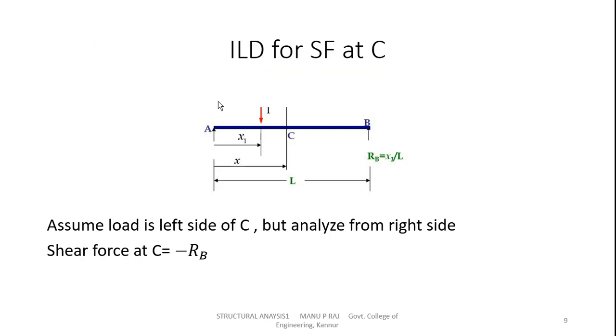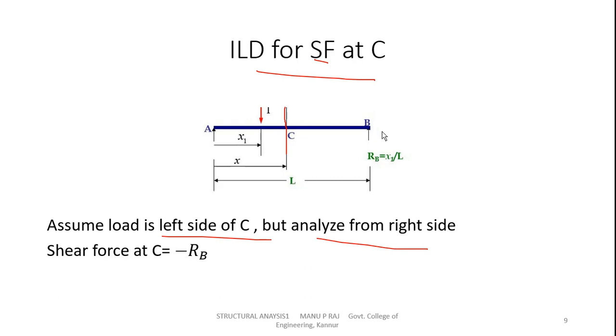Now the ILD for shear force at C, at any section C. Consider the same beam AB. We want to calculate the shear force at a section X, that is at point C. For that, assume the load is on the left side of C. First, you assume this is section C and the load is acting at the left side of C, that is here, and analyze from the right side. Analyze from the right side means from this side.